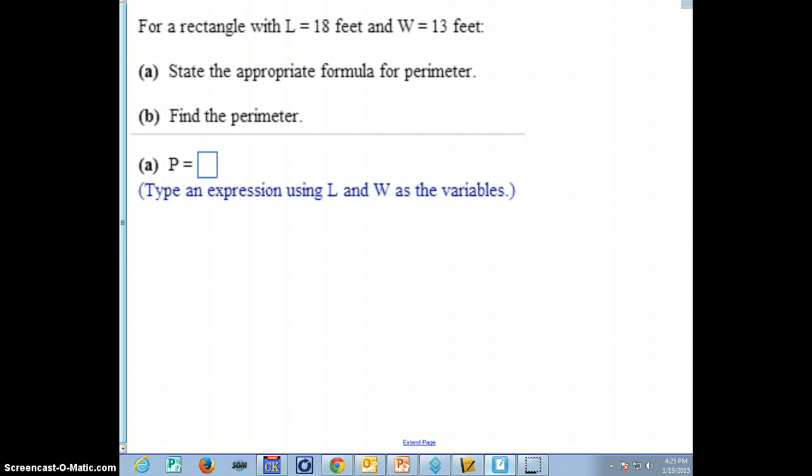Okay, now, some of these that you're going to see in this section are going to be an issue because you don't have a picture. So if it helps you to make some kind of a sketch of a picture over here to label, then do it. Okay? It says that the length is 18 feet, the width is 13 feet. So first of all, it says state the appropriate formula for perimeter. So the formula for perimeter with a rectangle happens to be 2 times the length plus 2 times the width, because I have 2 lengths and 2 widths that are added together.